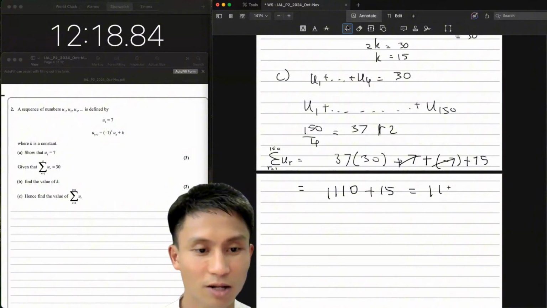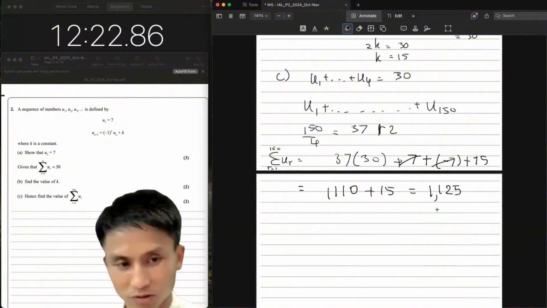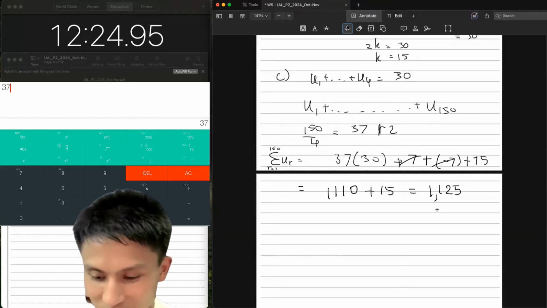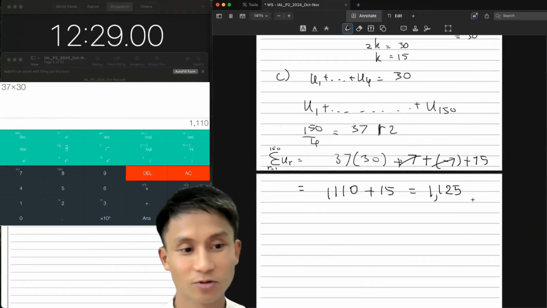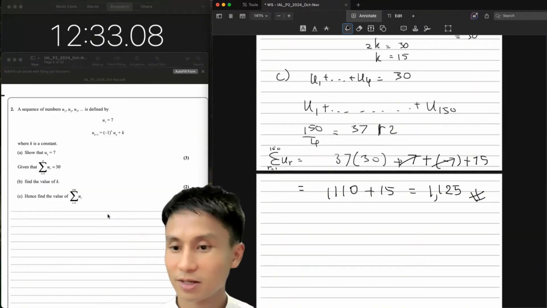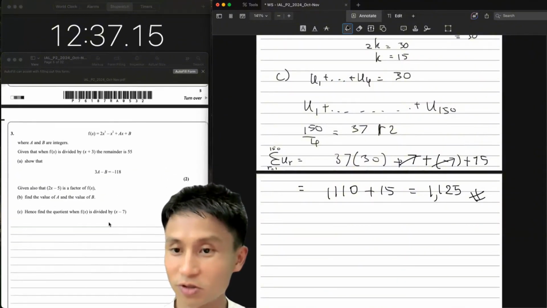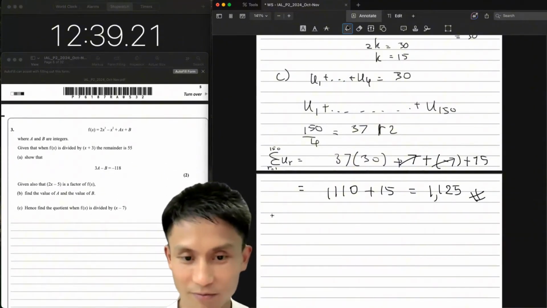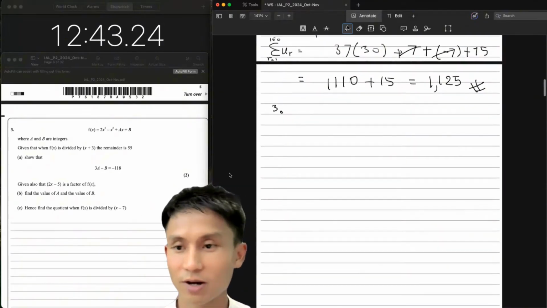So this is 1, 1, 2, 5. Yeah, so just making sure I didn't do any wrong mental math there. Okay, yeah, so this should be fine. All right, guys, so that is my worked solution for question 2 live, because I've never seen it. Next, question 3.